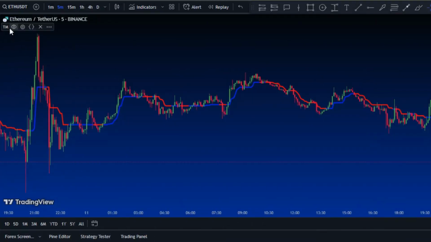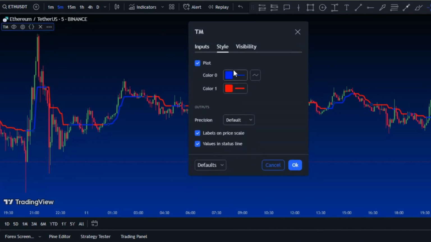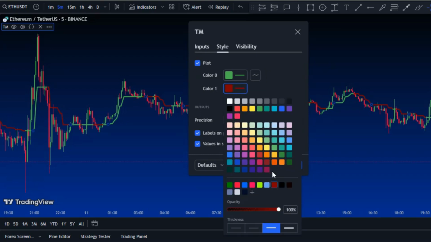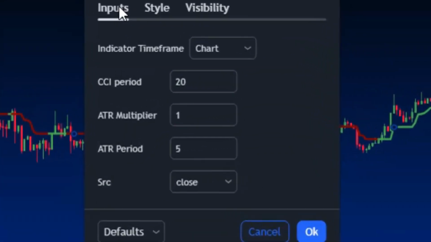Once the indicator appears on the chart, you need to go to its settings and change the color from the style section like in the video. Then in the inputs, set CCI period to 27, ATR multiplier to 2, and ATR period to 5.